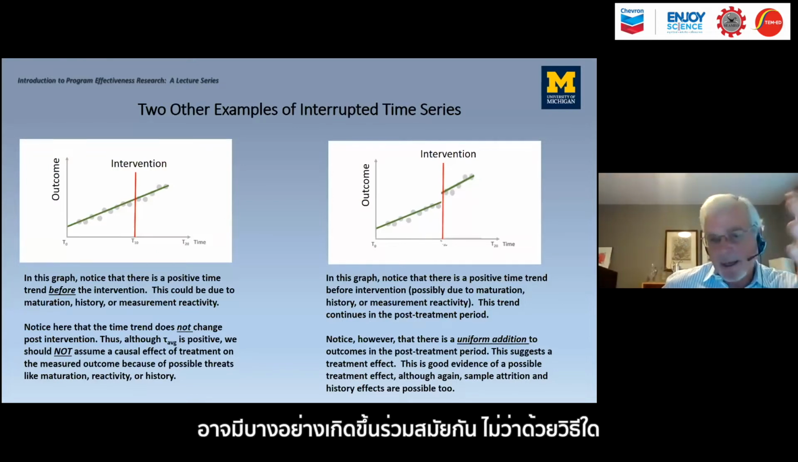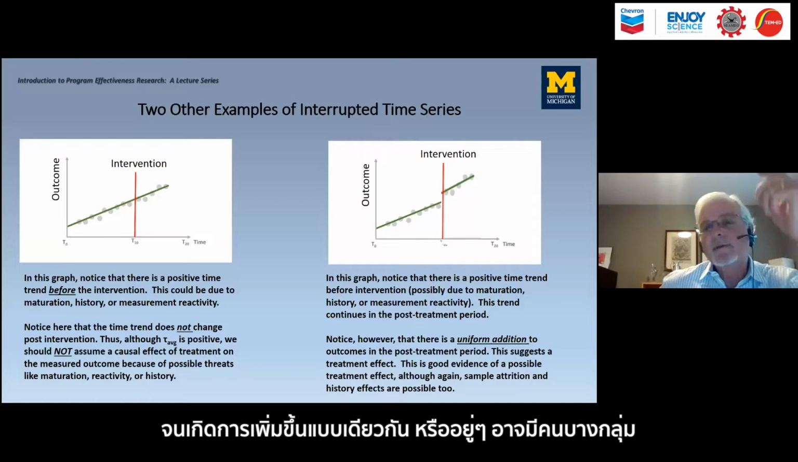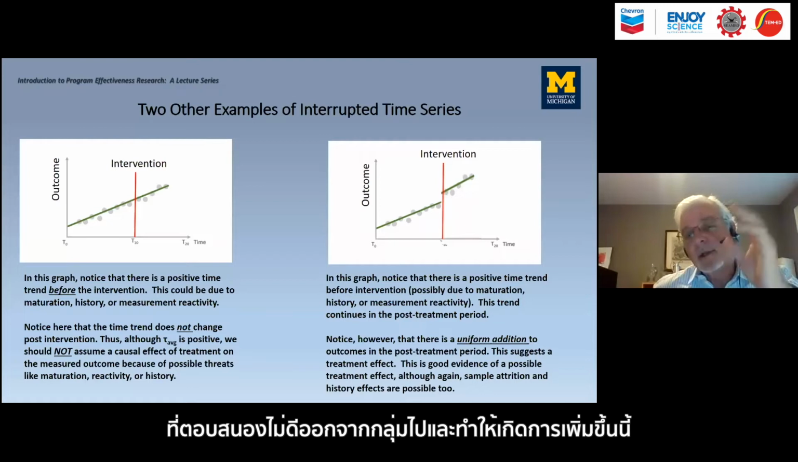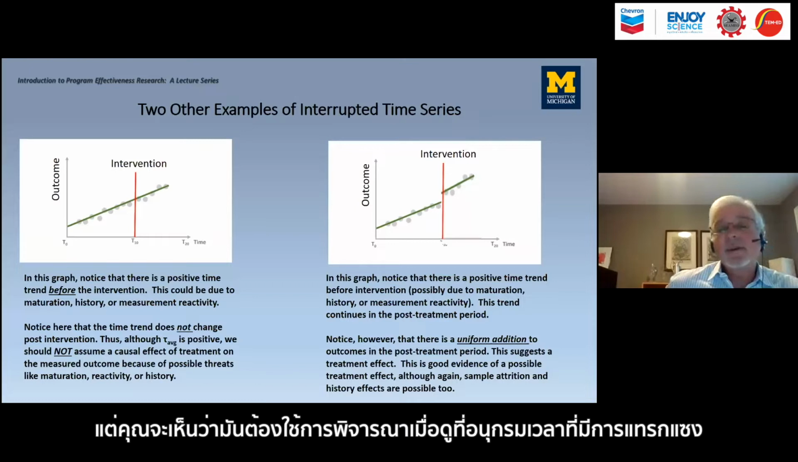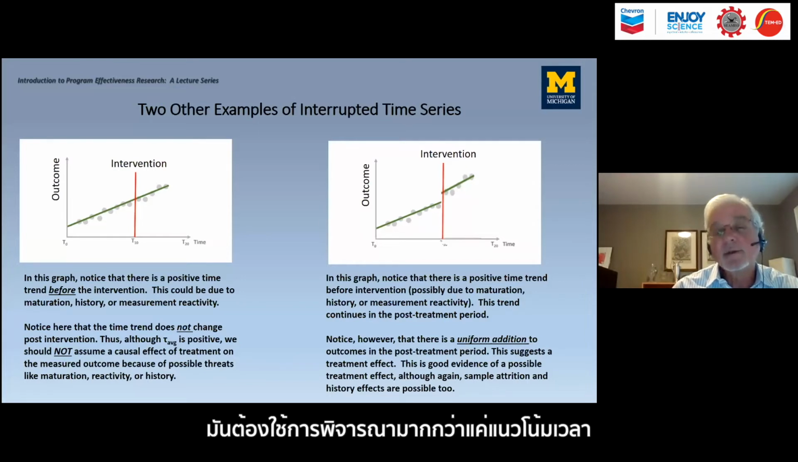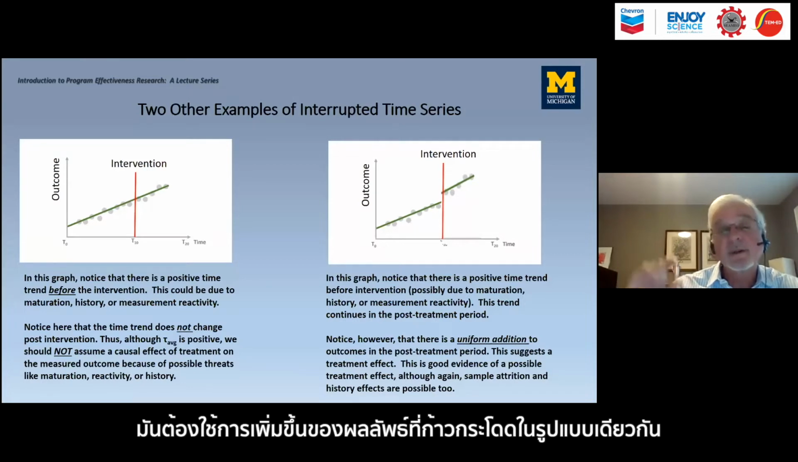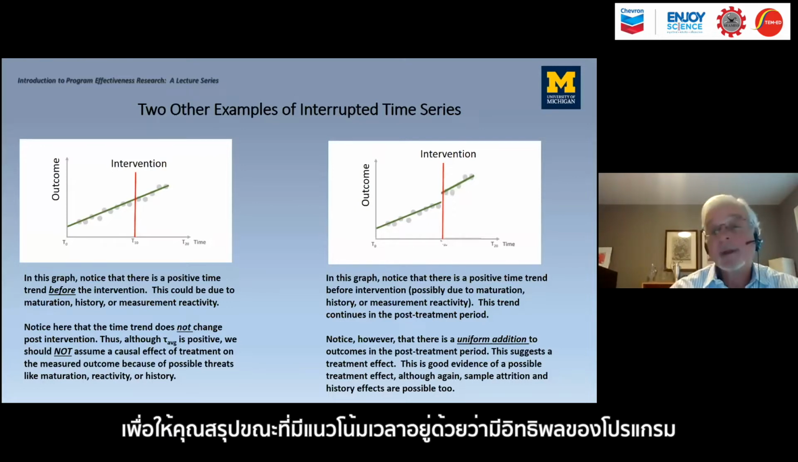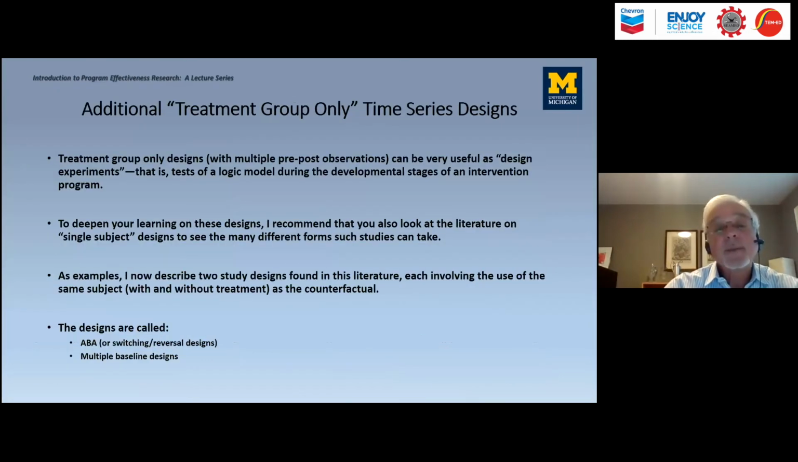So again, sample attrition and history effects are possible. That is, somehow something happened contemporaneously that created this uniform increase, or somehow a certain set of people who don't react well left, and that created this increase. But again, you see that it requires some judgment when looking at interrupted time series for treatment only. It requires some judgment above a simple time trend. It requires the addition of a uniform jump in outcomes for you to conclude, in the presence of a time trend, that there are program effects.